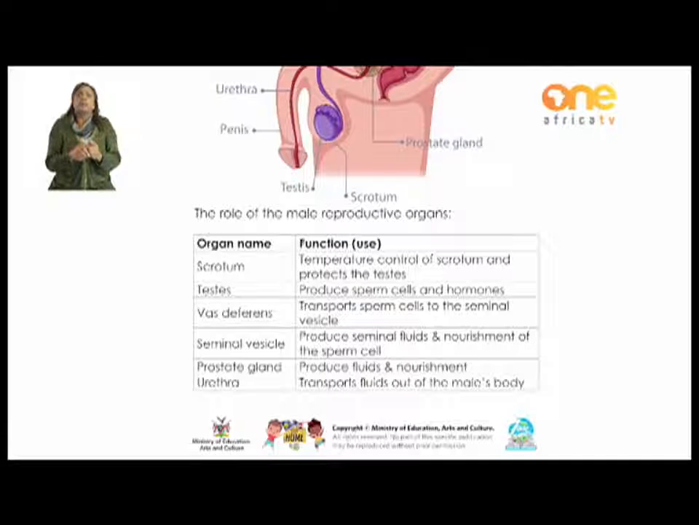And once they have been produced, the sperm cells and hormones must travel through the vas deferens to the seminal vessel. And the seminal vessel will then produce seminal fluids and nourishment for the sperm cell. So the sperm cell will need nourishment to keep it alive and healthy. And then from there we have the prostate gland, which is responsible for producing fluids and nourishment, which will further aid the movement of the sperm cells. And all these contents will exit the male's body through the urethra.